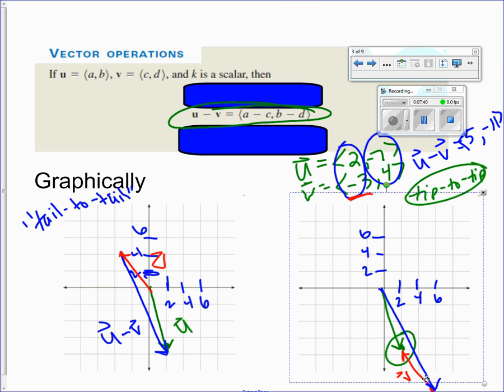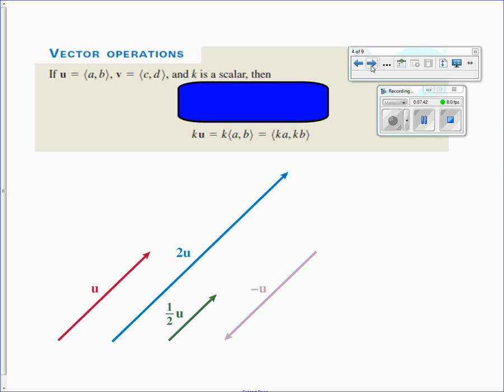The last operation that we're going to look at is multiplication. We're going to multiply by a scalar. A scalar is just a single number that's not a vector. So it doesn't represent motion. It has no magnitude, it has no direction.